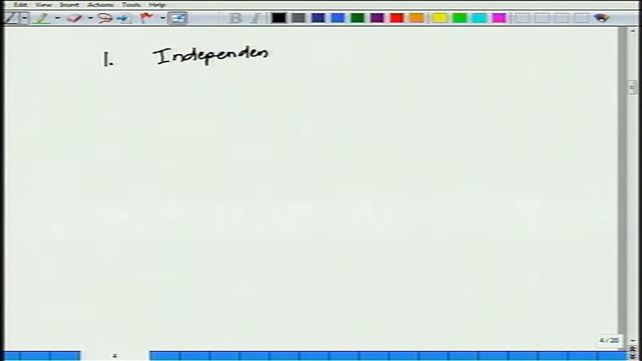Independent valves. That was the first step. A flow sheet is given to you, you put in independent valves, right? Basically a degree of freedom analysis. What is your steady state degrees of freedom?